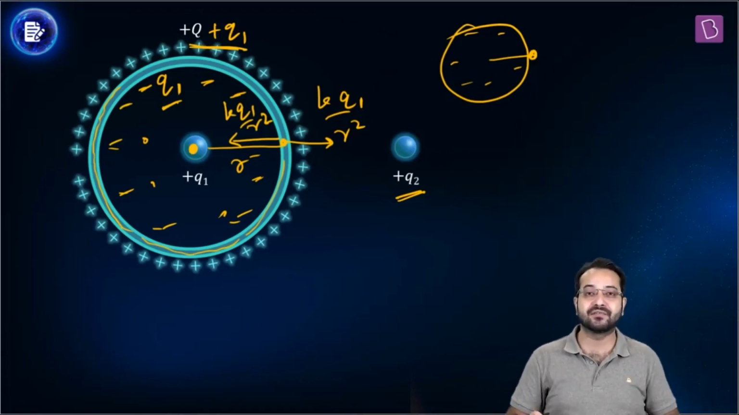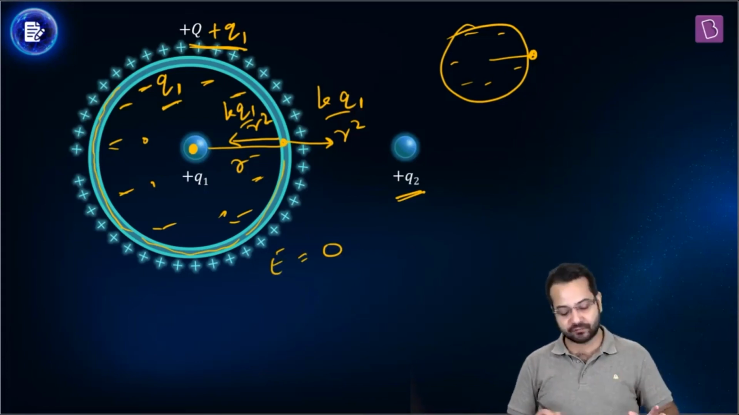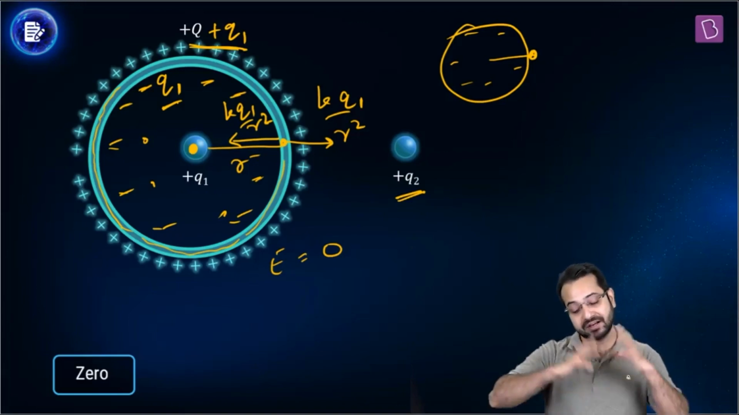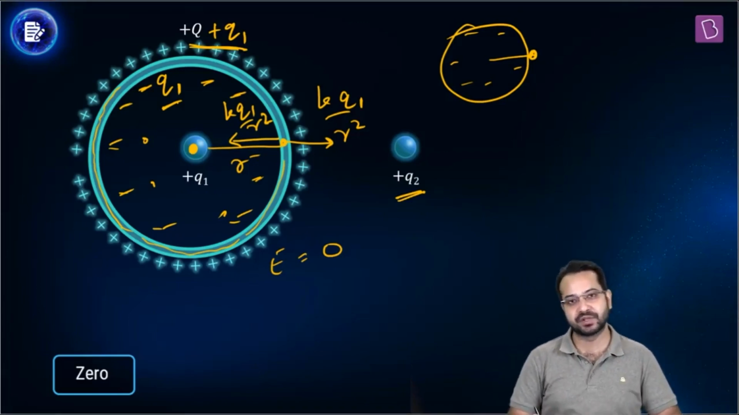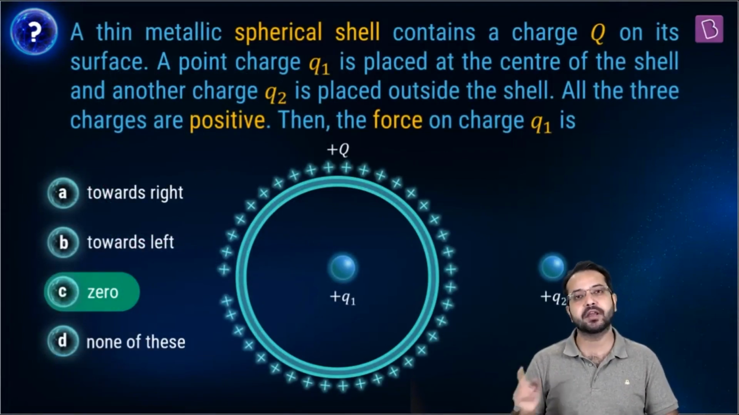So what is the net field at the center of the shell? It is going to be 0, hence q1 is going to experience a force equal to 0, and that is going to be my answer. All right, you see, extremely conceptual problem we just solved. So the correct option is going to be option C.